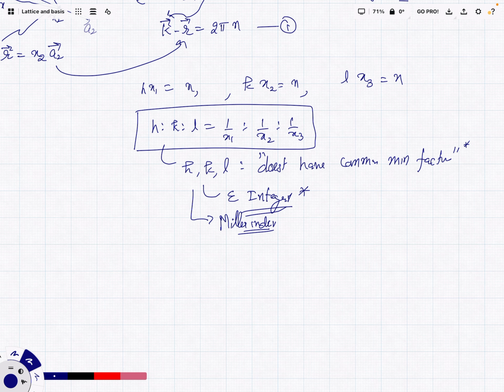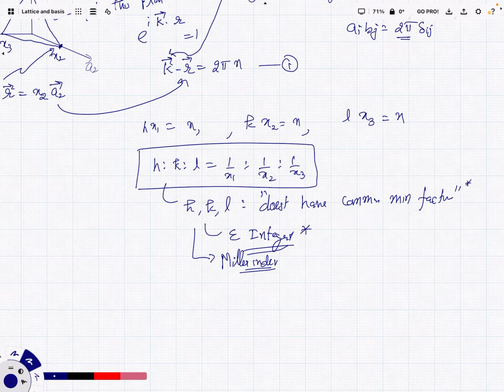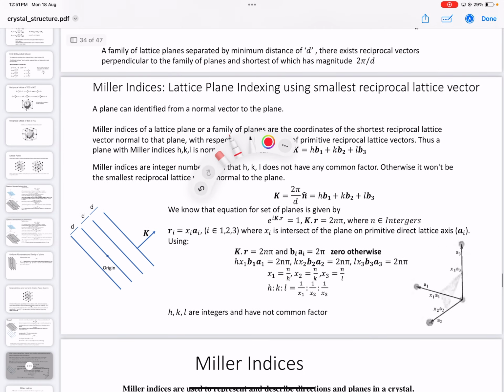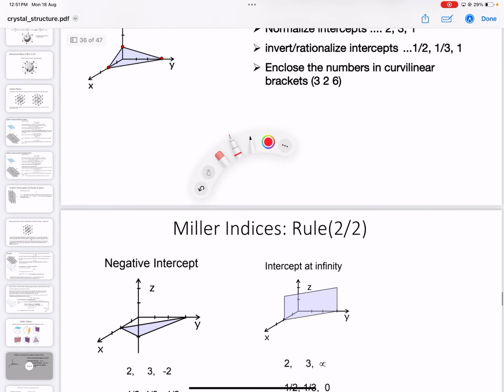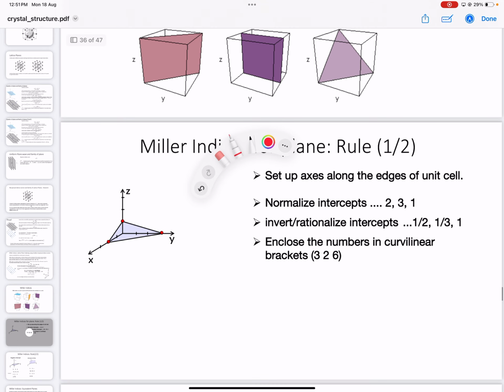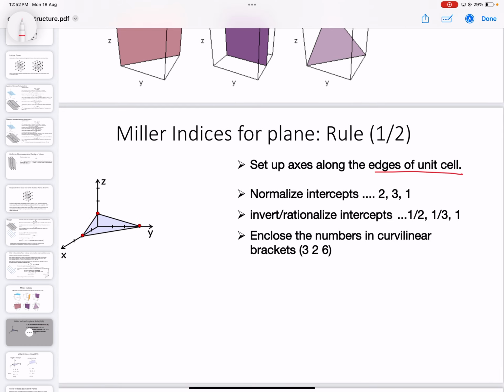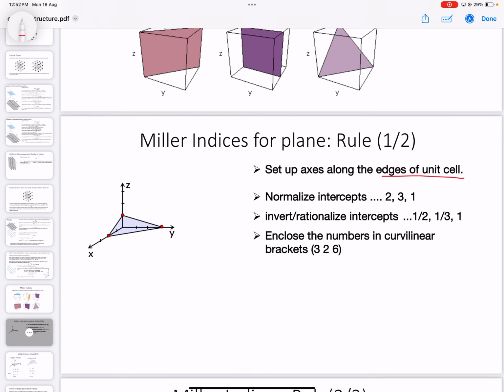How do we get the Miller indices? Once we know the Miller indices, we know what is the direction perpendicular, we know what is the reciprocal vector, right? Okay, so we can have a nice procedure to get the Miller indices of a plane. Take a plane, set up the axis, right, along the edge of a unit cell, or set up the axis along the primitive lattice vectors, right?